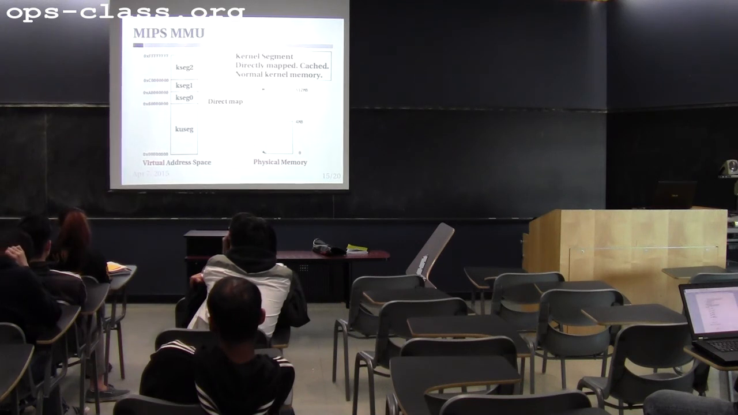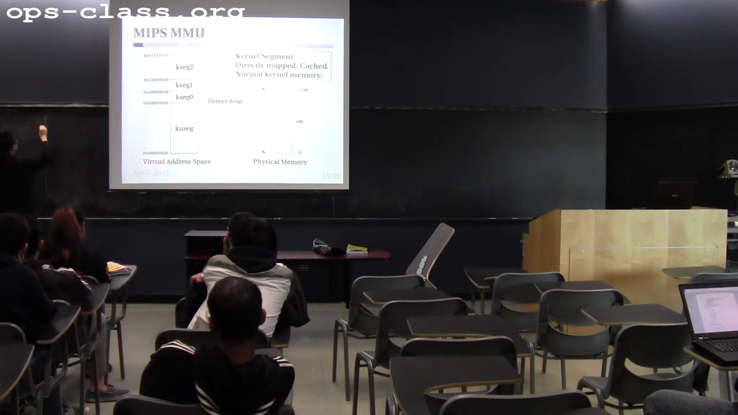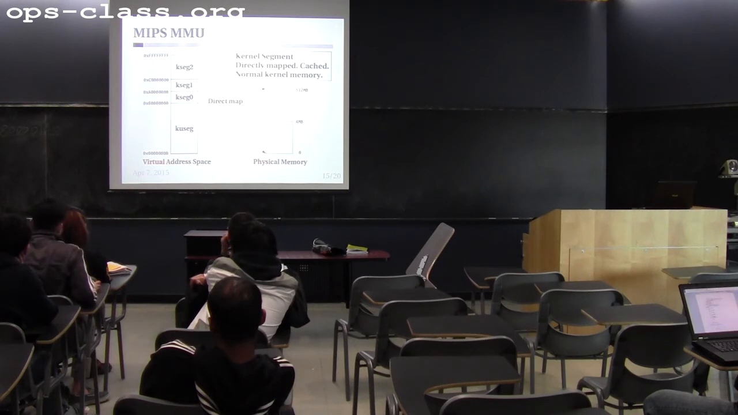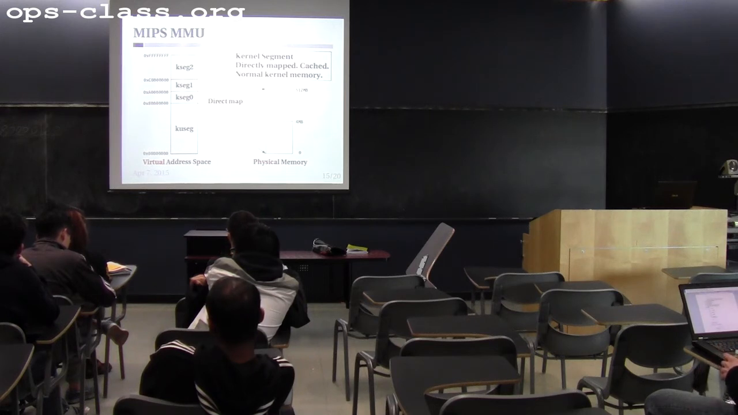I have an instruction called... say the CPU reads the instruction like this, right? The instruction wants to load the content of the virtual memory at this virtual memory address. How would the CPU figure out what's the actual physical address to use? The kernel base plus 100. No, that's the virtual address you're talking about.